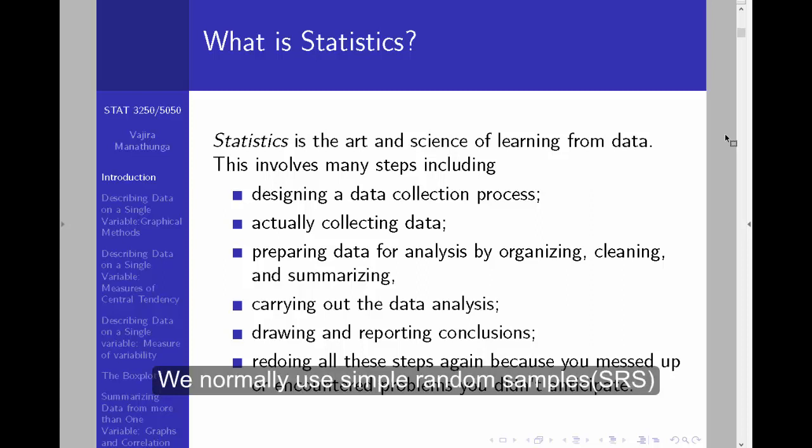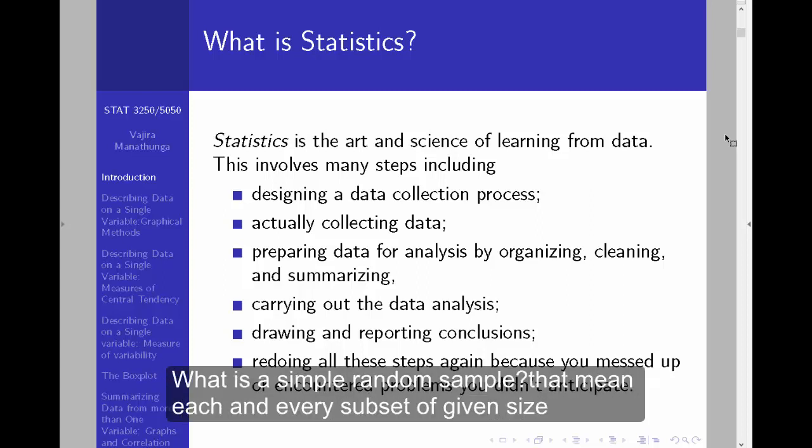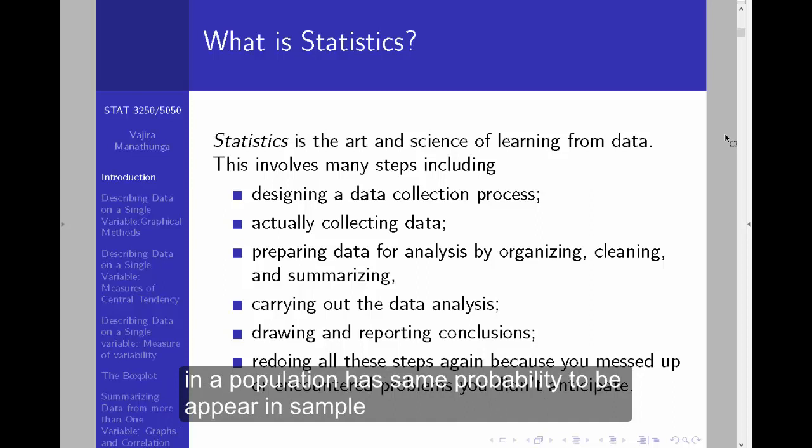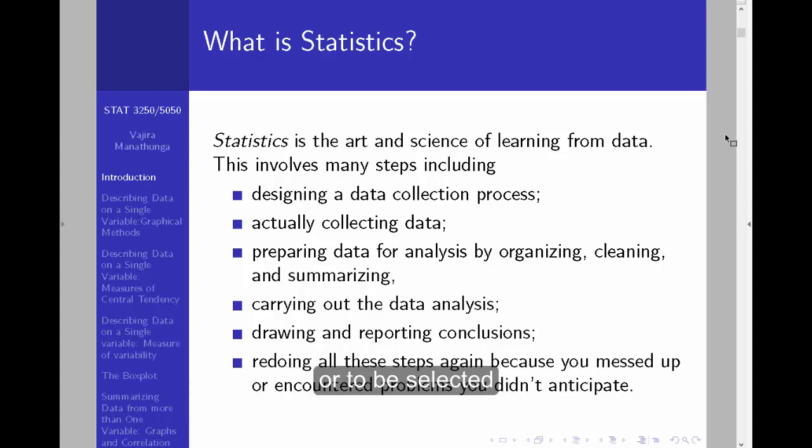We normally use simple random samples. What is a simple random sample? That means each and every subset of a given size in a population has the same probability to appear in the sample, or to be selected.